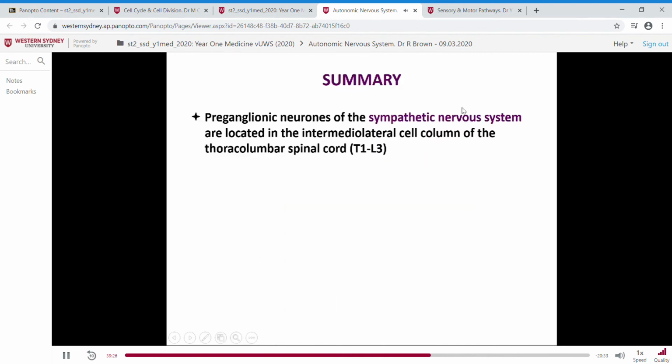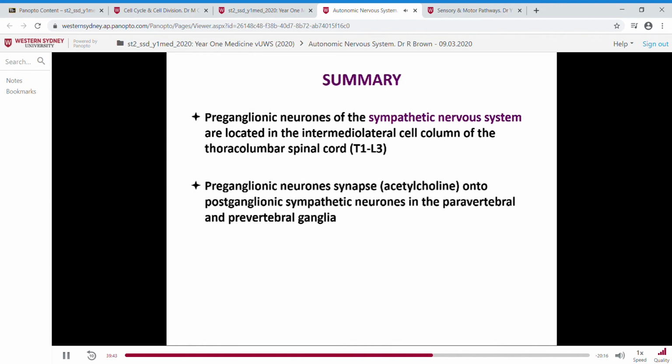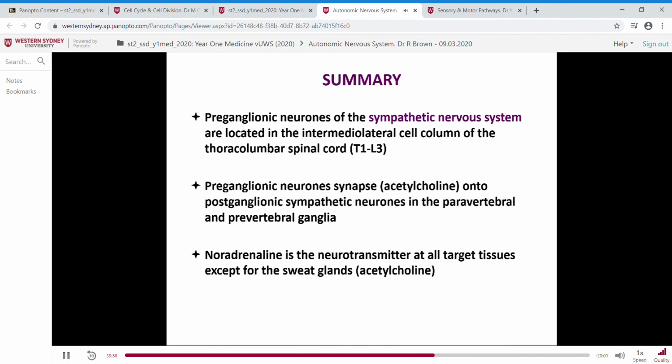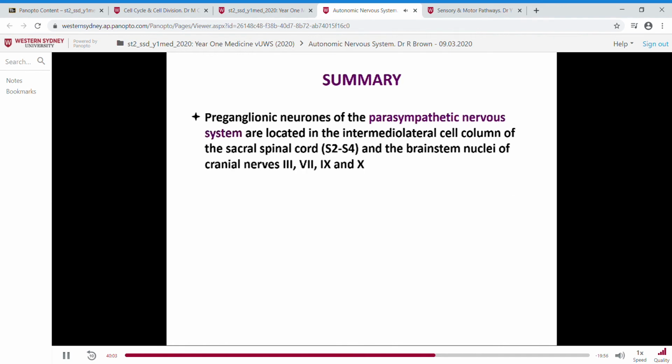So this is a summary now of the whole system. The preganglionic neurons of the sympathetic nervous system are located in the intermediolateral cell column of the thoracolumbar spinal cord. So your thoracic and your lumbar regions. The preganglionic neurons synapse via acetylcholine onto the postganglionic sympathetic neurons, either in that paravertebral or sympathetic chain or trunk, or the prevertebral ganglia, so away from that trunk. Noradrenaline is the neurotransmitter at all target tissues, as we said, except for the sweat glands, that's acetylcholine.